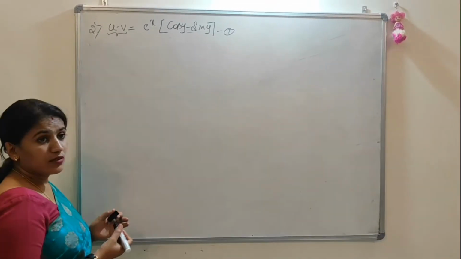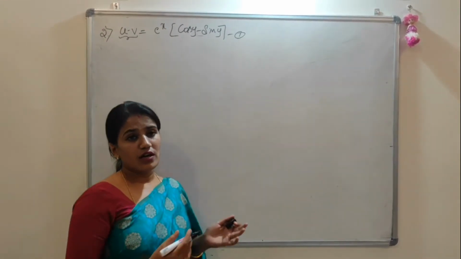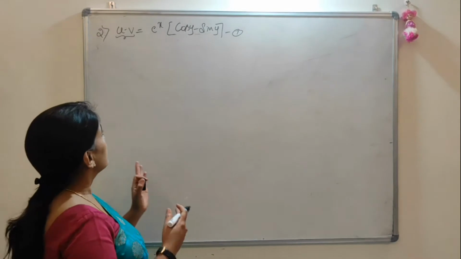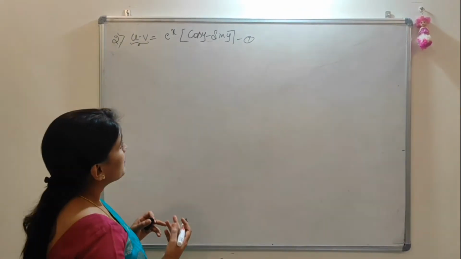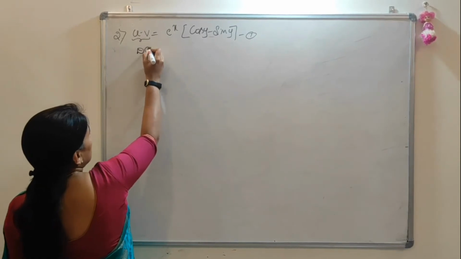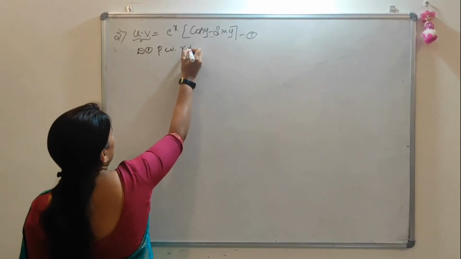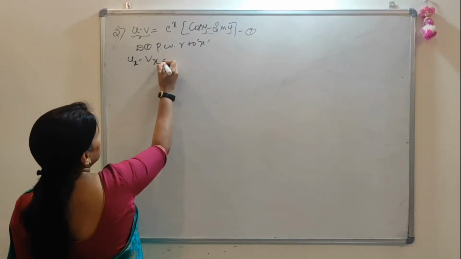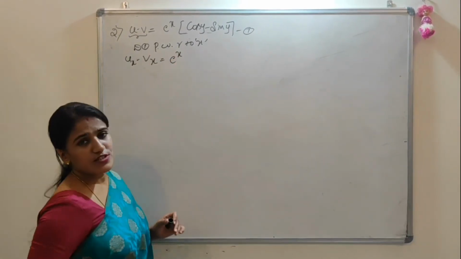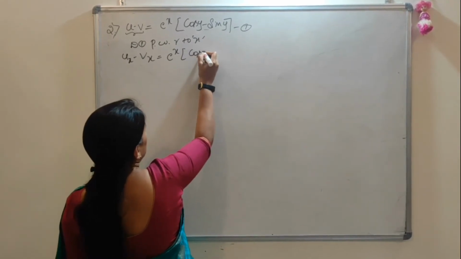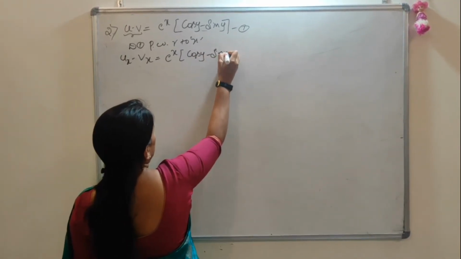In this problem, independently they are not given u or v. The real or imaginary part is not given, but the relationship between u and v is given. That is, u minus v is equal to e power x of cos y minus sin y. So I will differentiate equation 1 partially with respect to x. So ux minus vx is equal to e power x, whose differentiation is e power x, and these two are functions of y, so they are constant. So cos y minus sin y.